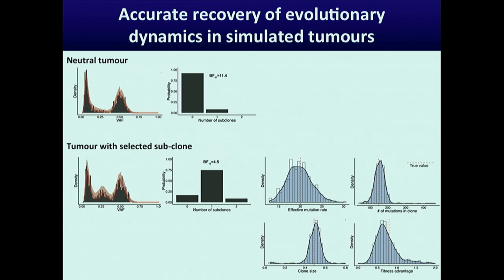So what we then did is go and look for very high-depth sequencing data where we can be suitably confident about what the VAF of these subclones really is, and apply our inference technique to those high-quality data and try and learn these evolutionary parameters about how strongly selected these subclones are.